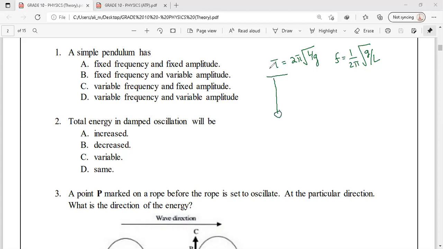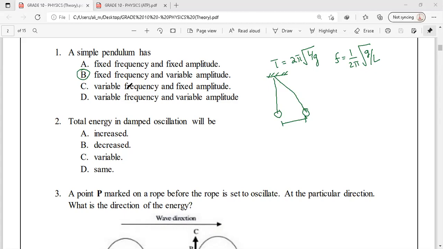For example, this is the mean position of our pendulum, and if we displace the pendulum to this point, this is known as the amplitude. If that pendulum starts oscillating, the amplitude of that pendulum decreases with time. So it has a fixed frequency and has variable amplitude. So option B is the right answer.